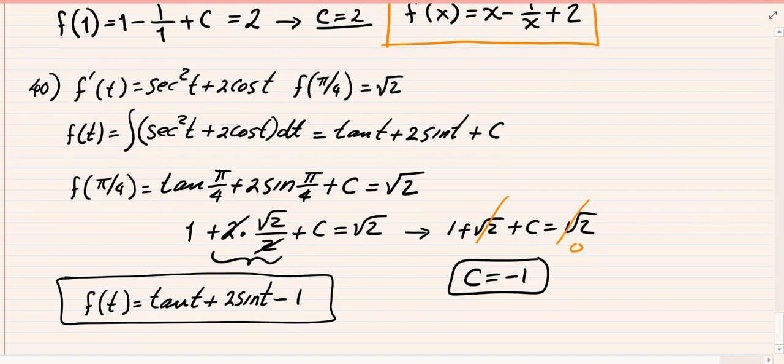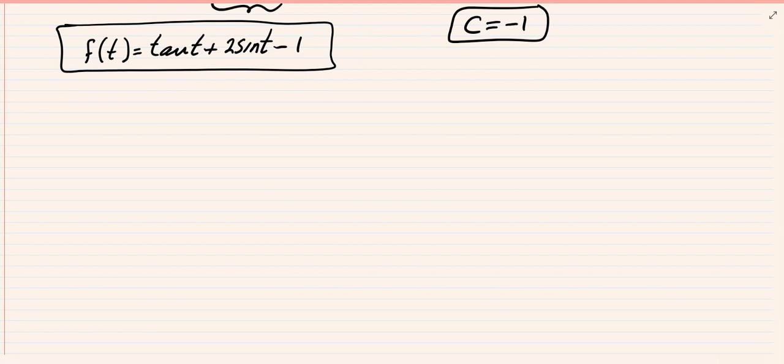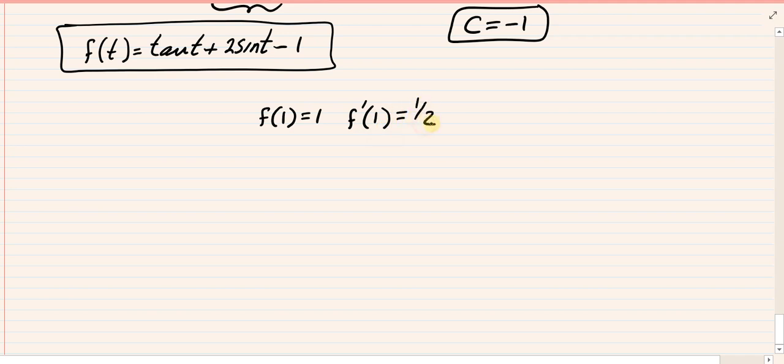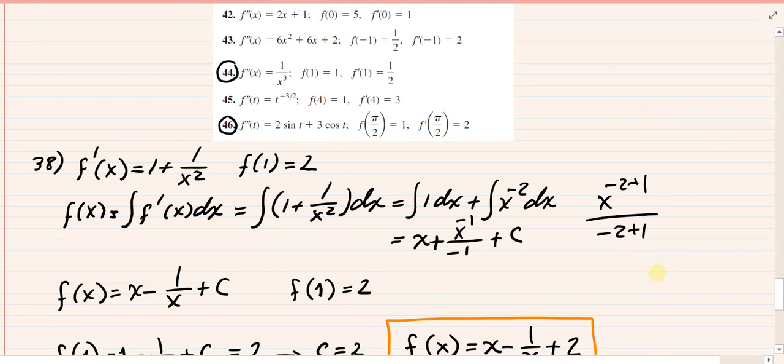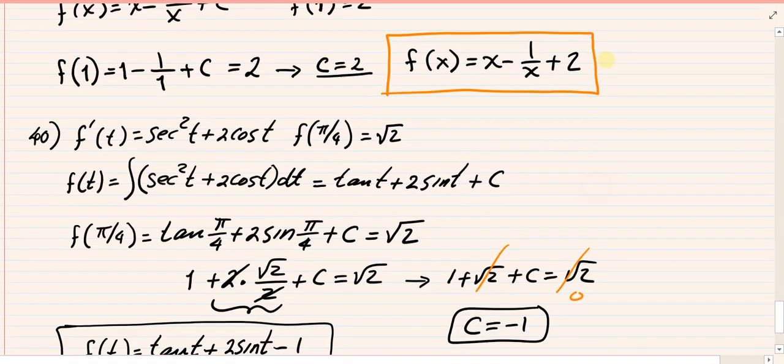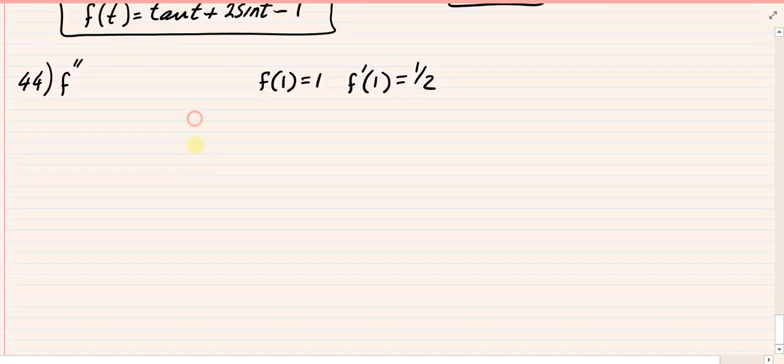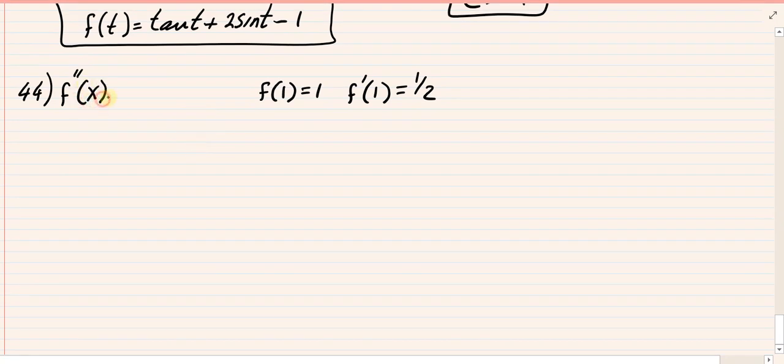So for number 44, f at 1 is 1, but f prime at 1 is 1/2. And in number 44, we were given f double prime, right? Let me go that again. F double prime x is 1 over x cubed, which we can write as x to negative 3.